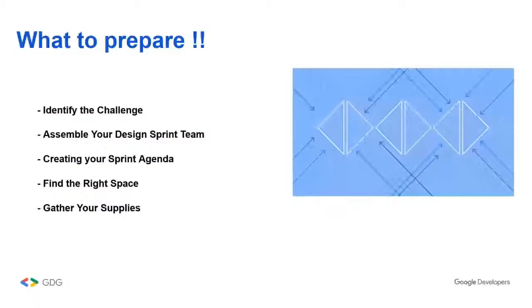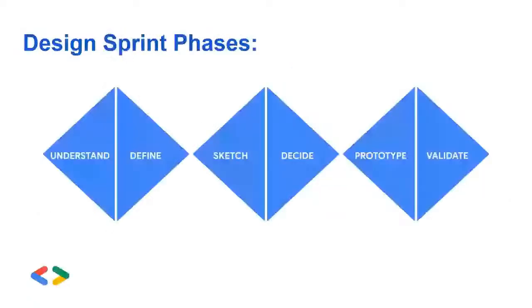Now, the design sprint phases. Well, it follows three phases: understand and define, sketch and decide, prototype and validate. First, we aim to understand our problem and also the user who's facing that problem.